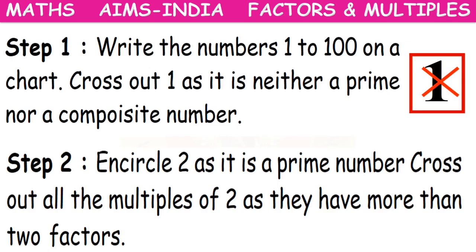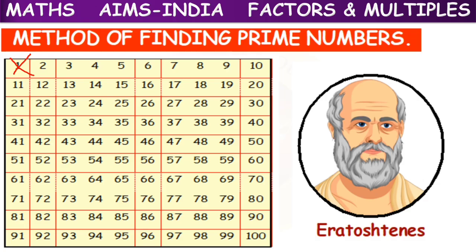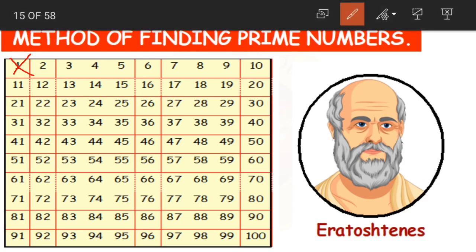Because 1 is neither prime nor composite. Next, encircle 2 as it is a prime number. Now what do we have after 1? We have 2. Let us circle it.